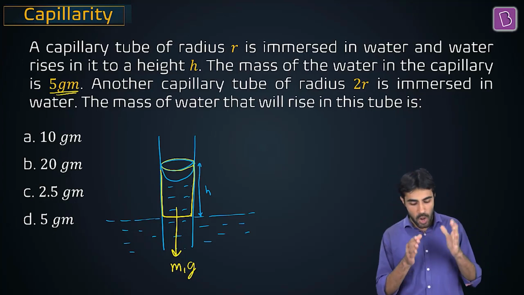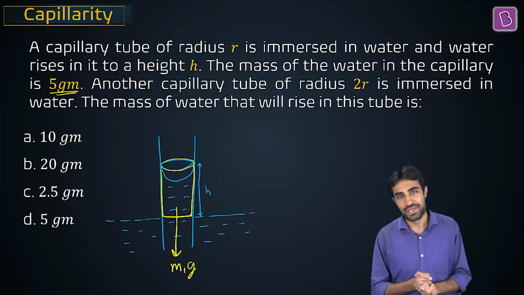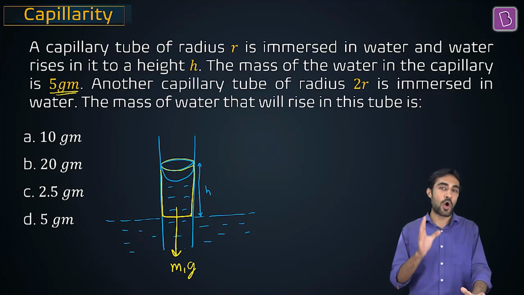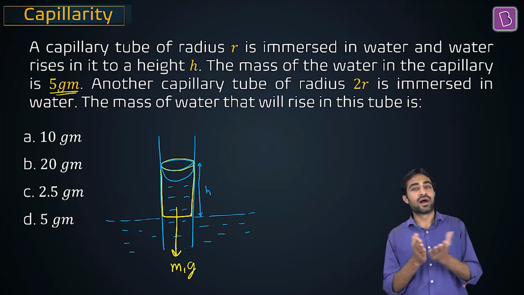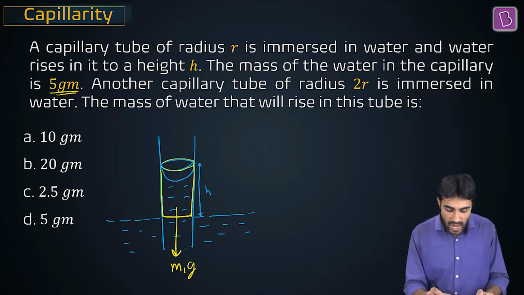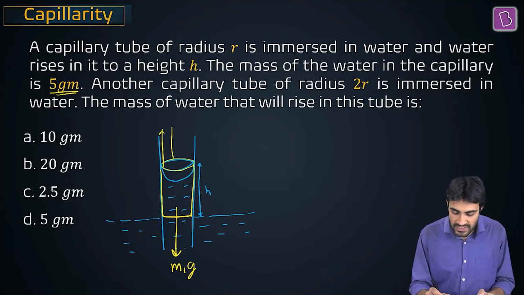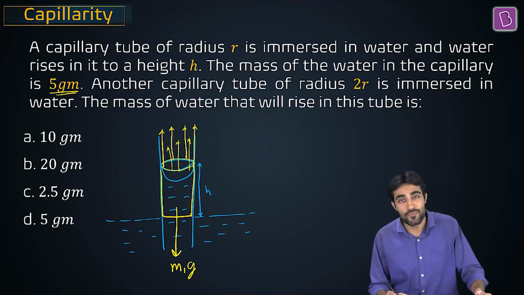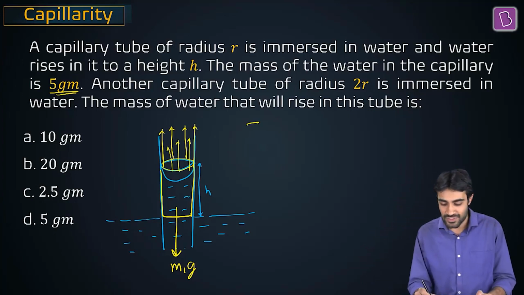Now, let's try to get the formula in terms of this height, this mass, and the surface tension of this capillary rise. The formula is very, very simple. We can see the angle of contact the water makes with the glass is actually 0. So in our case, the force due to surface tension is directly in the vertical direction like this. What is the total value of force?